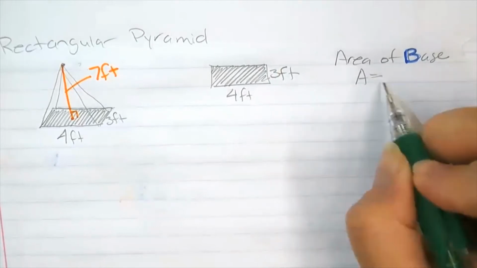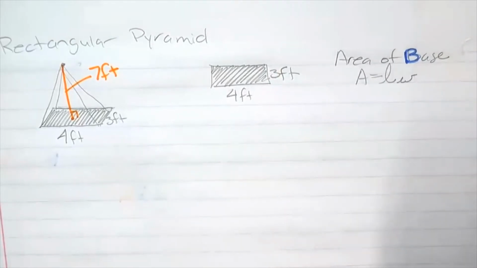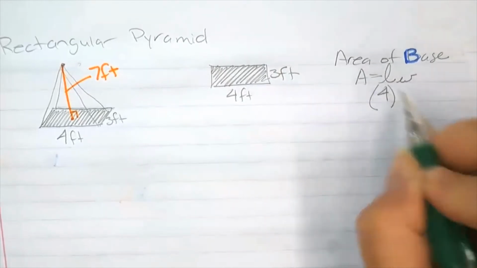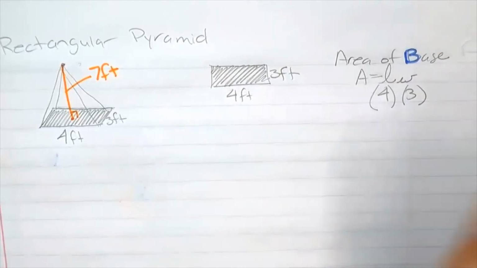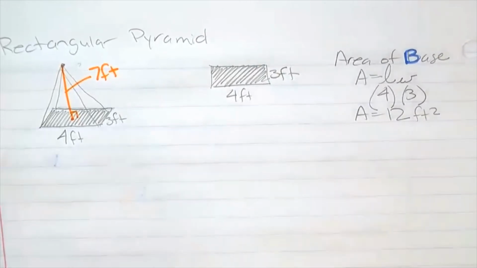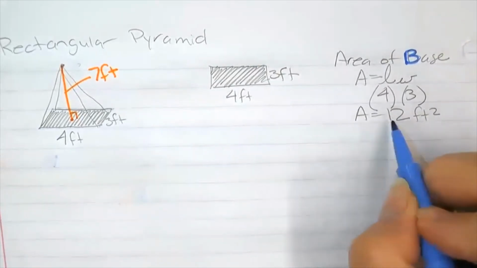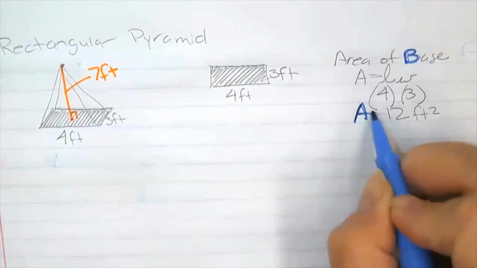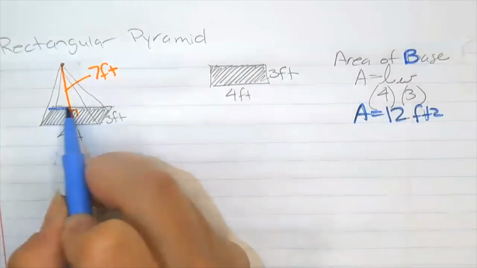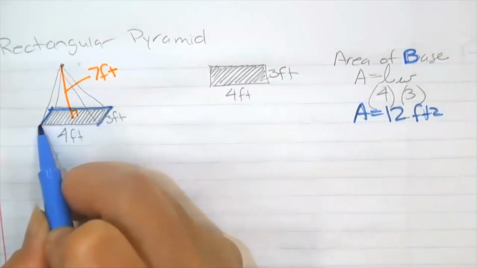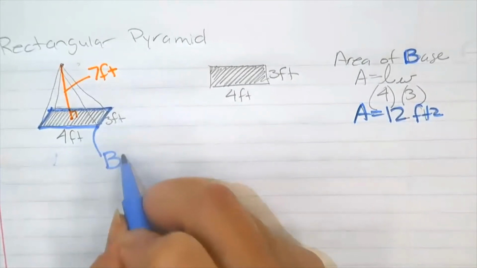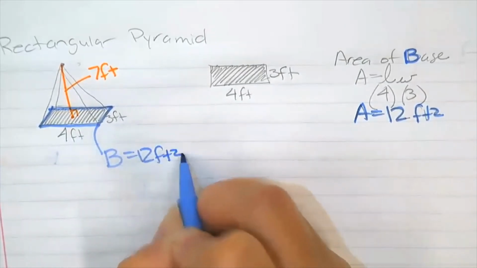To find the area of a rectangle, it's length times width. So my length is 4 and my width is 3. So my area is 12 feet squared. This is the area of the base. It is 12 feet squared. So this right here is my base, and it is 12 feet squared.